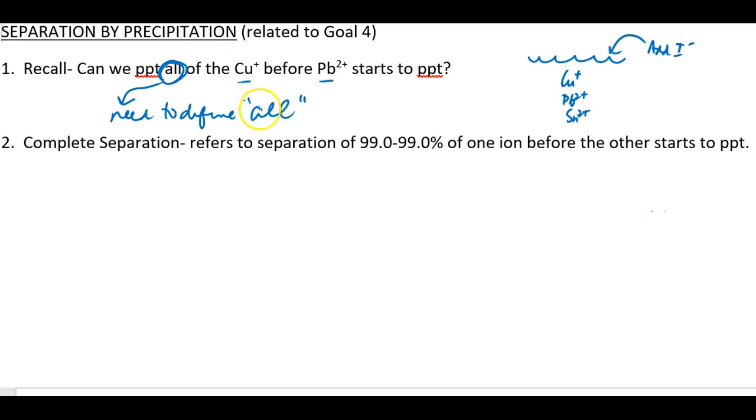So the criterion of all kind of has to be defined. A separation is considered complete if 99.0 to 99.9% of one ion precipitates before the other starts to precipitate. So let's see if we can do an example here.